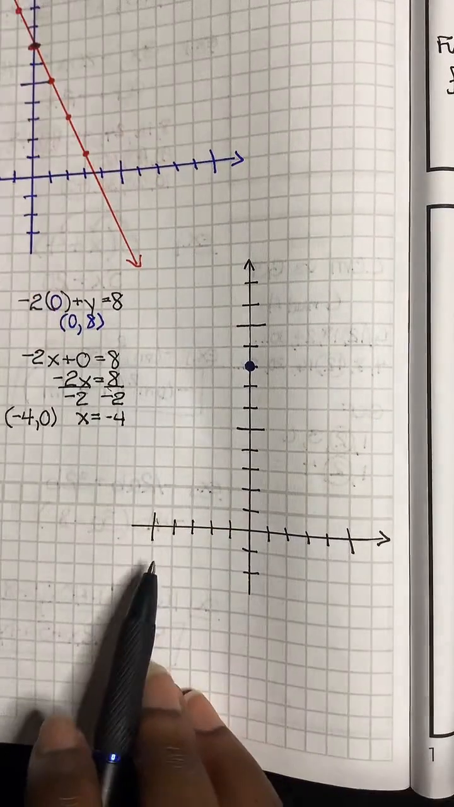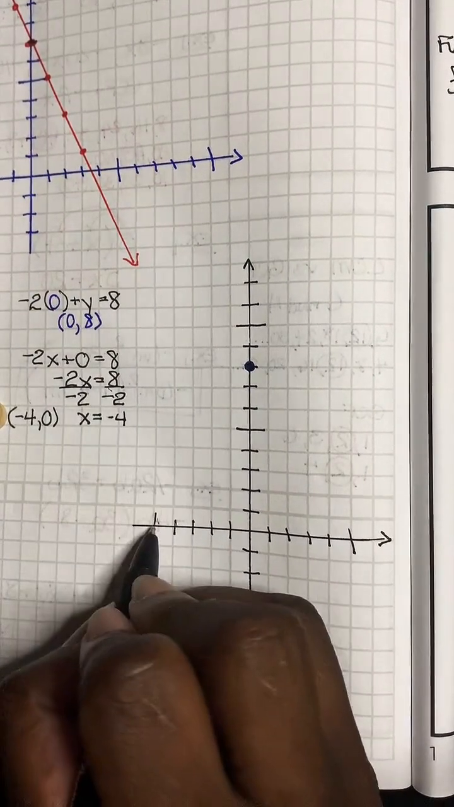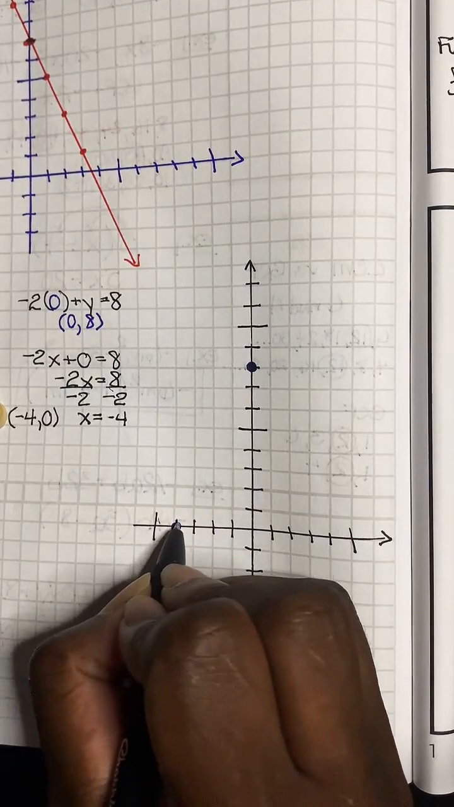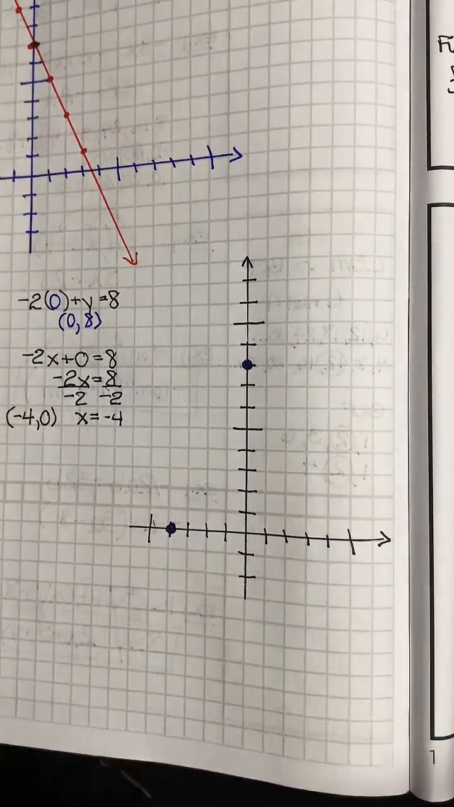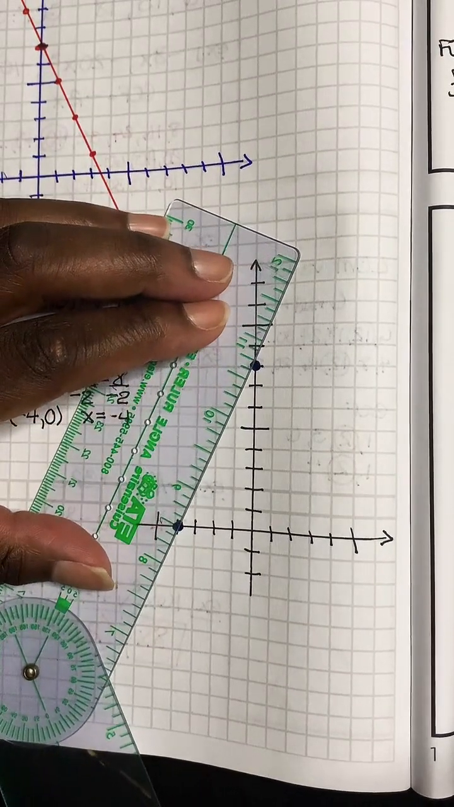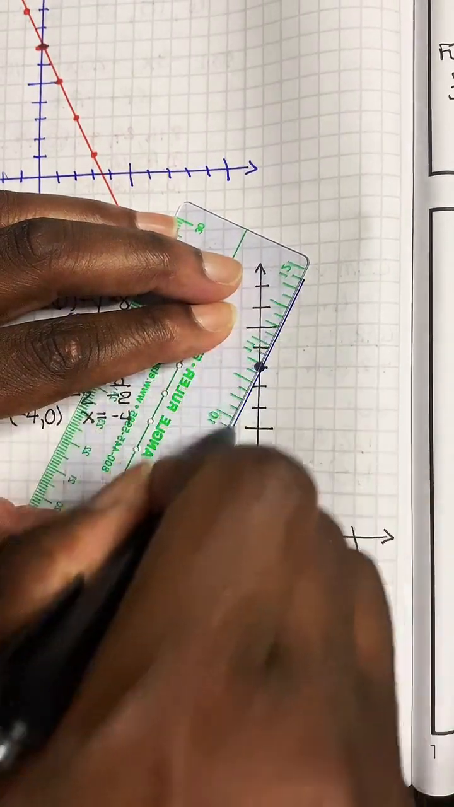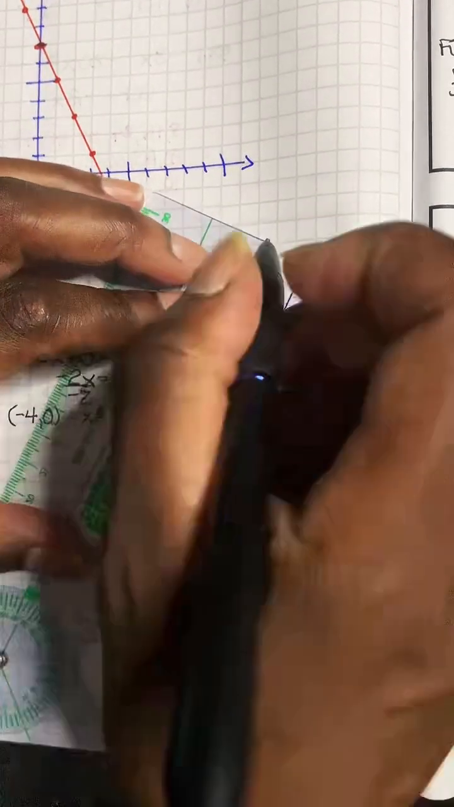Then my x-intercept was -4, 0. Here's -5, so here's -4. And right from there, I can just connect those 2 points. And there's your graph. See? Don't have to write a table.